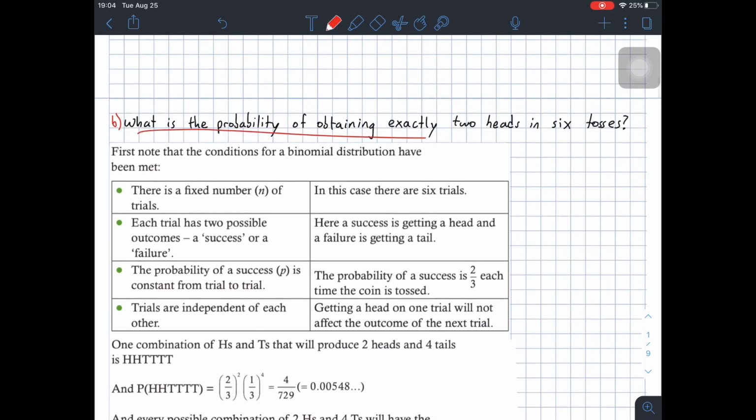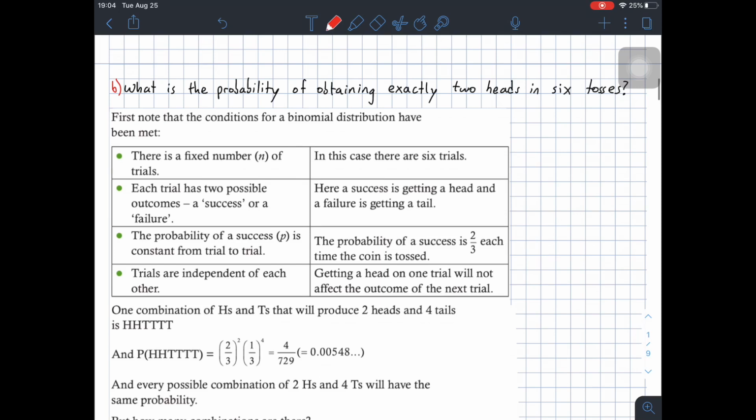It says, so what is the probability of obtaining exactly 2 heads in 6 tosses? Before we answer the question, it says, first note that the conditions for a binomial distribution have been met. The first condition was that there's a fixed number n of trials, and in this case there are 6 trials, right? We have 6 tosses. So we can say that the value of n is equal to 6.